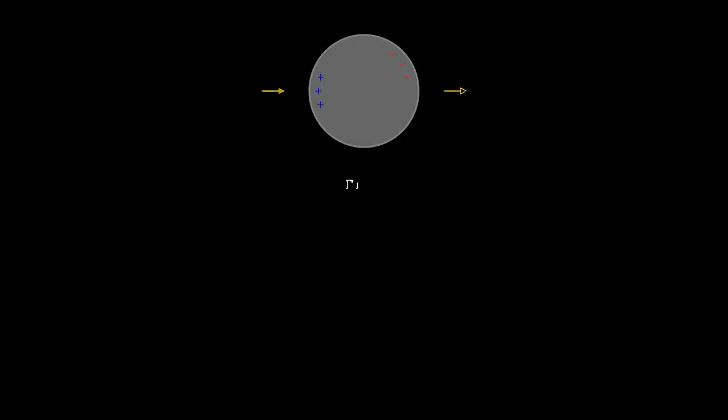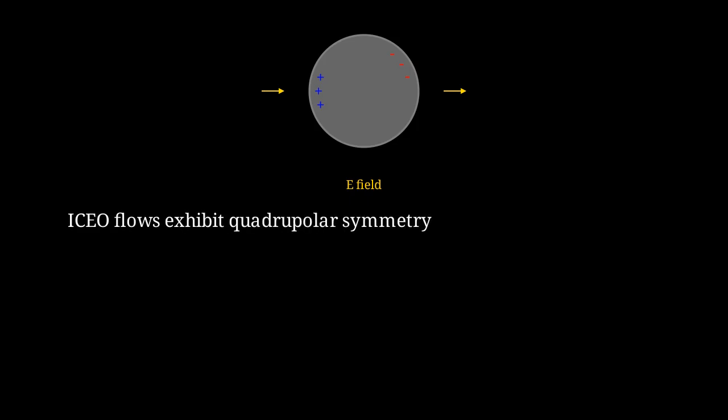Here is a metallic particle in an electric field. Negative charge accumulates on the left side, positive on the right. The induced double layer forms. The tangential field then acts on this induced charge, creating slip flows around the particle. Induced charge electroosmotic flows, or ICEO, exhibit a characteristic quadrupolar symmetry. Fluid is pumped toward the particle at the poles and away from it at the equator, or vice versa depending on field direction. The ICEO velocity scales with particle radius times E squared.